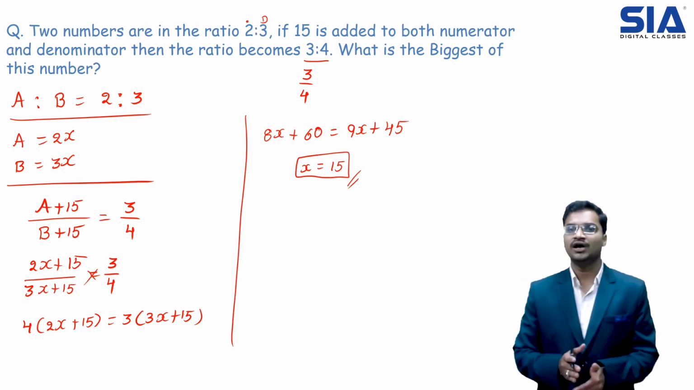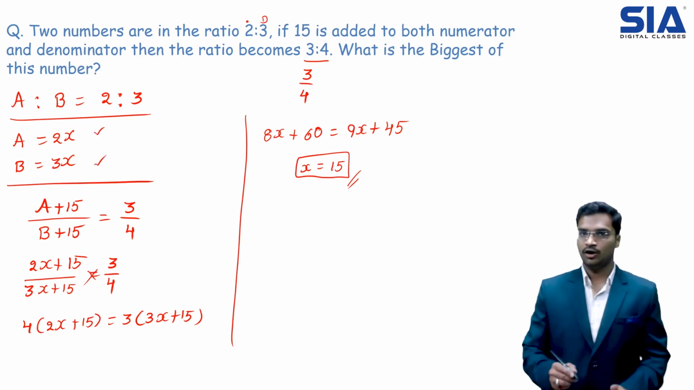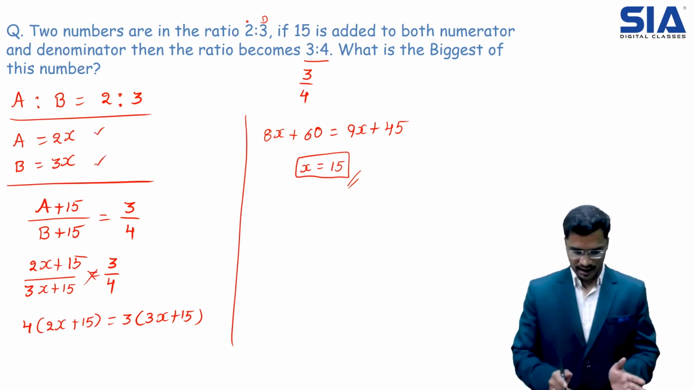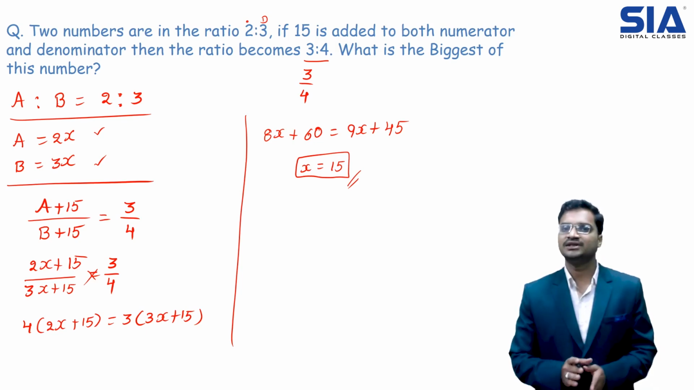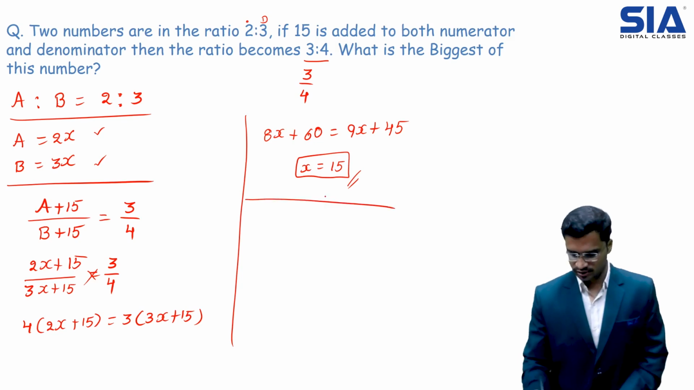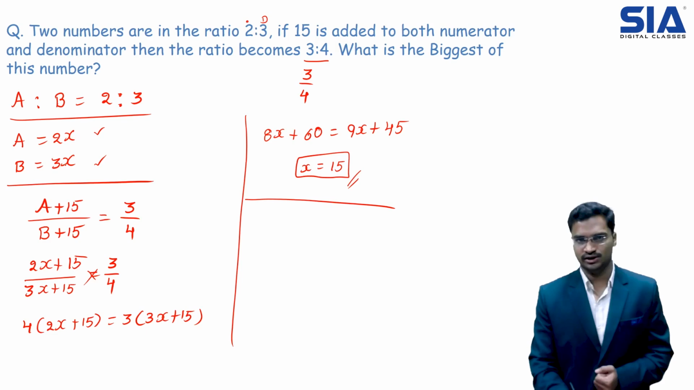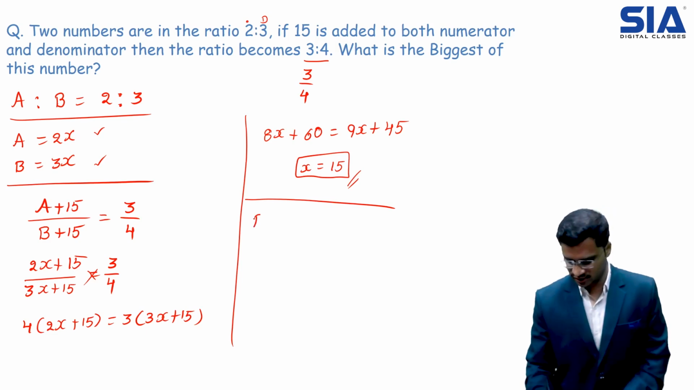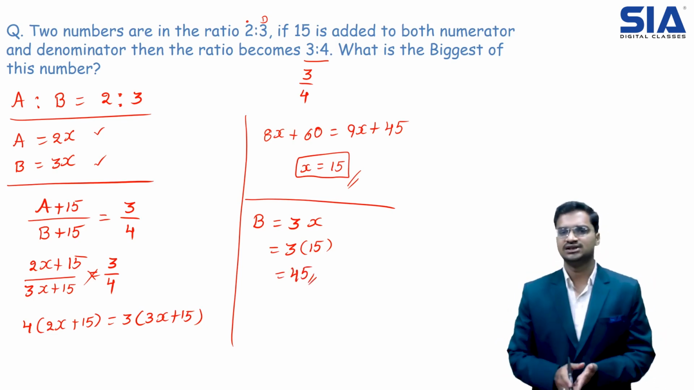Now what we have to find? We have to find which number is the biggest out of these two numbers. I can say that 2x and 3x are our numbers and 3x is the biggest, because 2 into x, 3 into x. So our bigger number is 3x, which is B. B is equal to 3x, that is 3 into 15, which is 45. So our bigger number is 45.